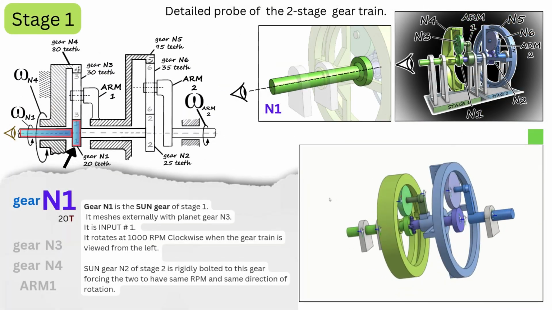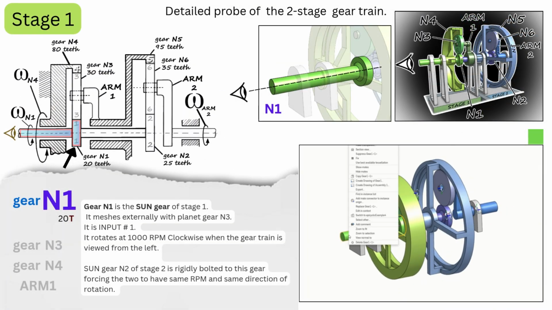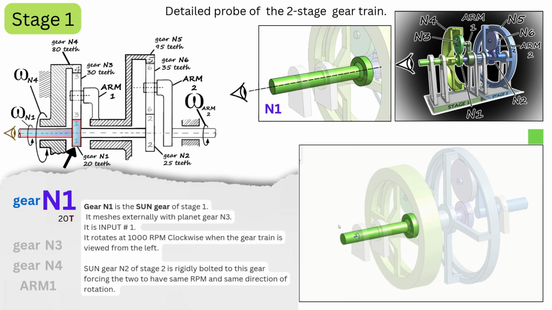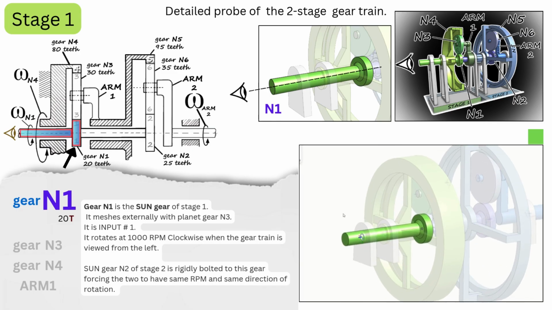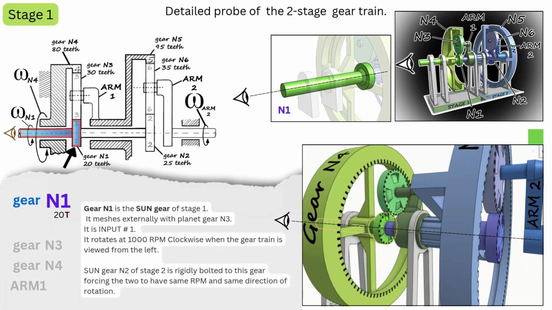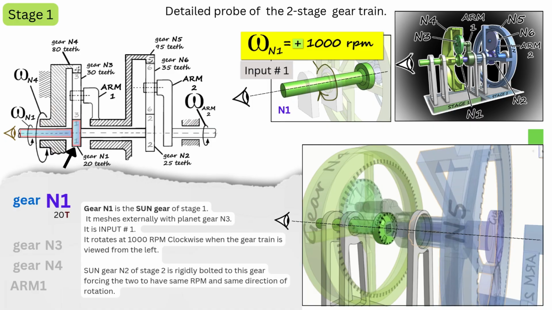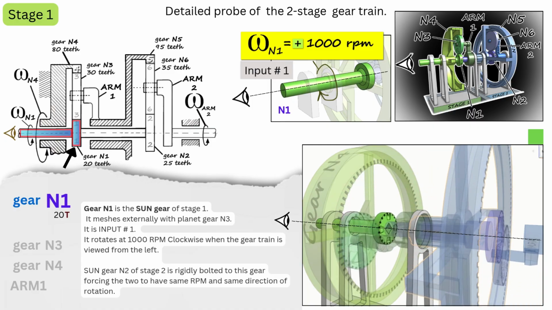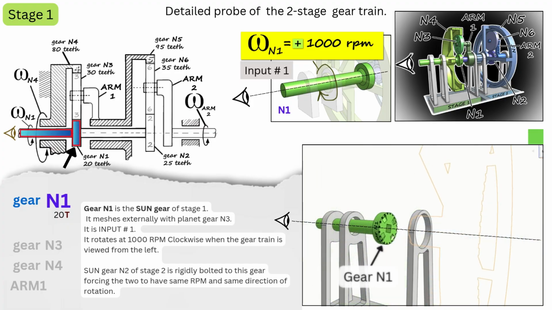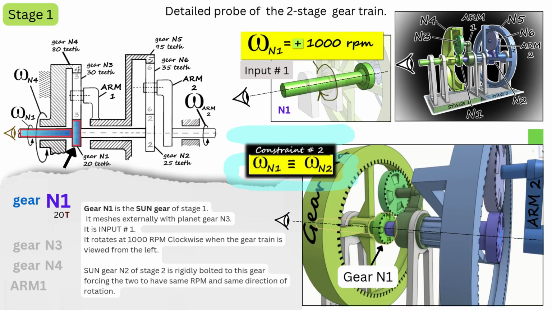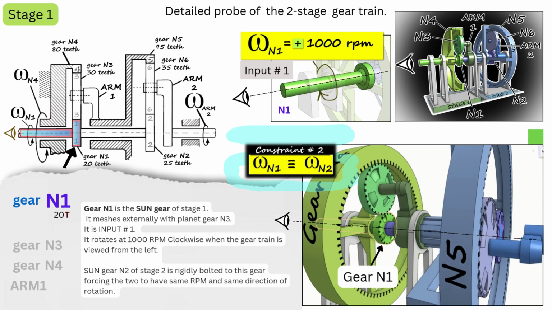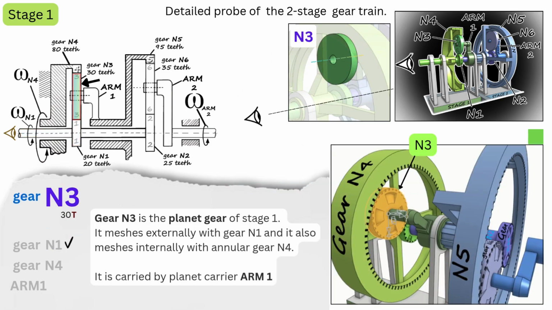Gear N1 is the sun gear of stage 1. It meshes externally with planet gear N3. It is input number 1. It rotates at 1000 RPM clockwise when the gear train is viewed from the left. Sun gear N2 of stage 2 is rigidly bolted to this gear, forcing the two to have same RPM and same direction of rotation. Gear N3 is the planet gear of stage 1.